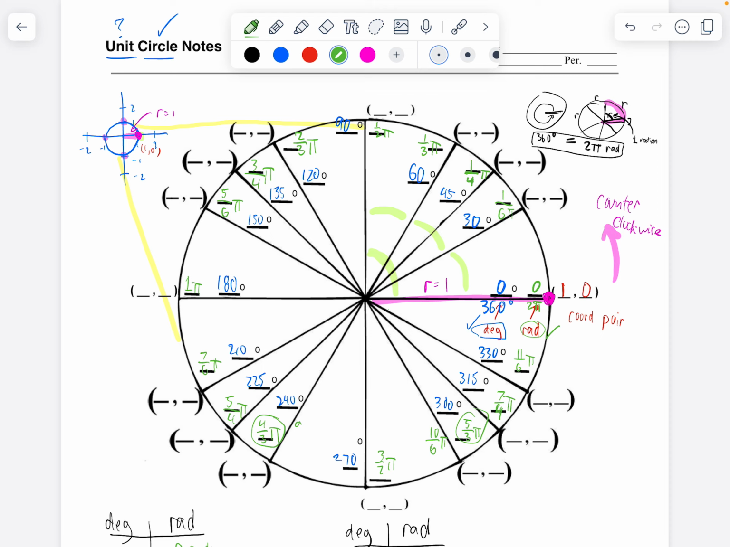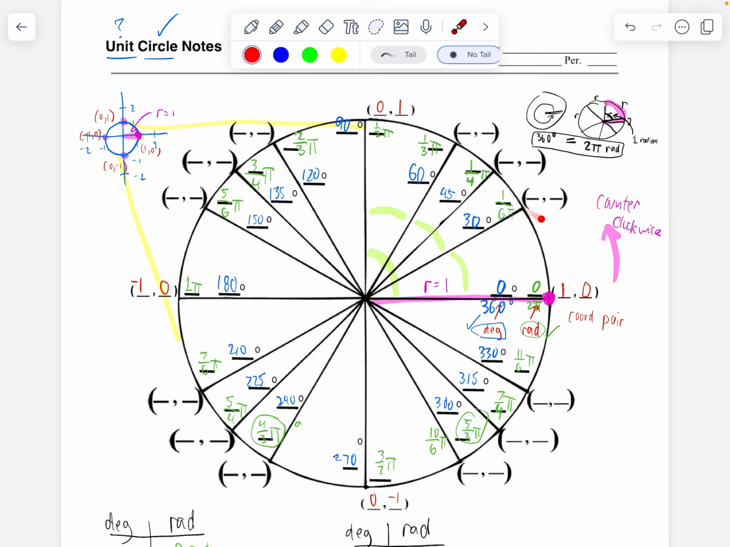Boom, right there, and right there, right? And we know that this is 1, 0. At the top, it's 0, 1. At the left side, it's negative 1, 0. And at the bottom, it's 0, negative 1. So let's fill those in. The top is 0, 1, negative 1, 0, and 0, negative 1.